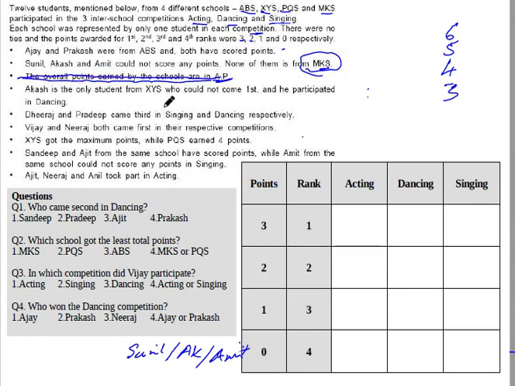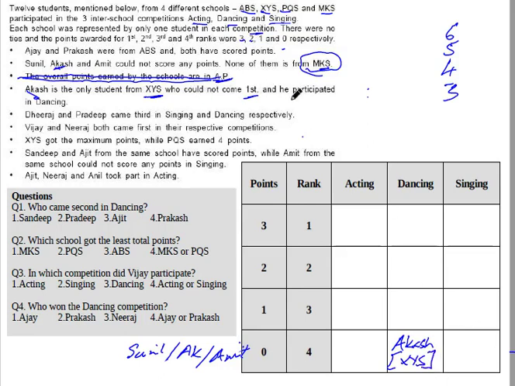Akash is the only student from XYS who did not come first and he participated in dancing. So Akash is in dancing, and we know from here Akash did not score any points. So Akash is 0. Akash came 4th here. He is from XYS.